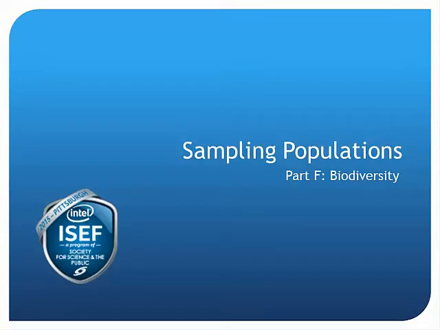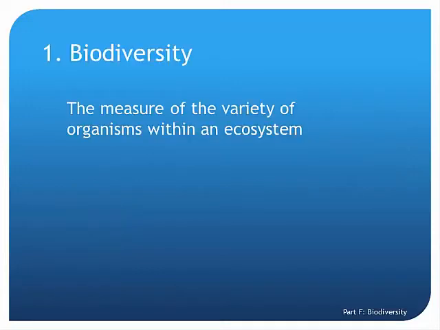Part F explores biodiversity and the population sampling activity from the program When Invasives Attack. Biodiversity is defined as the measure of the variety of organisms within an ecosystem.